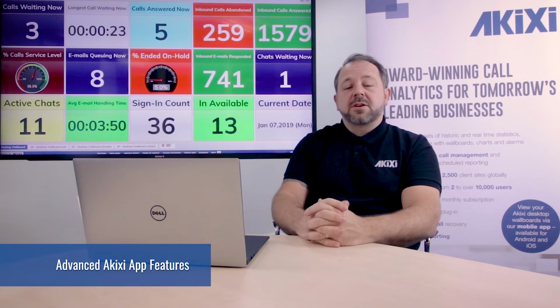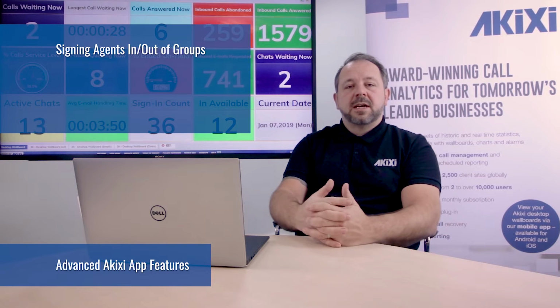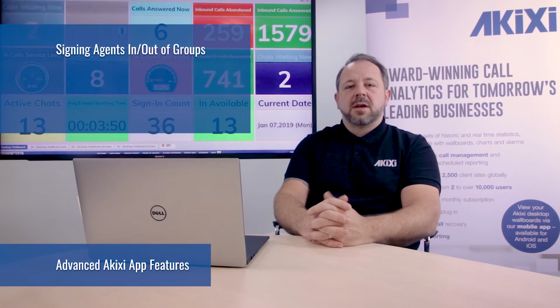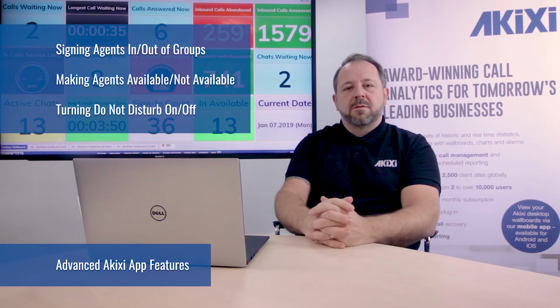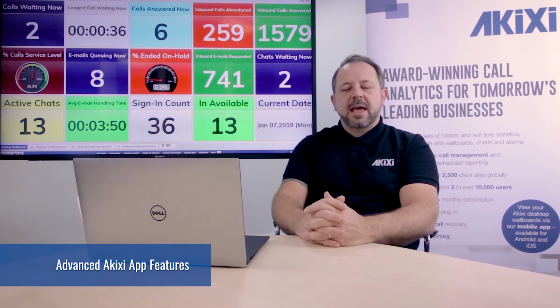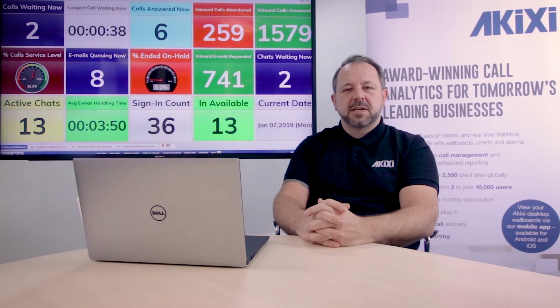This also brings agent control to the app, which will allow supervisors to perform such functions as signing agents in and out of groups, making them available or not available, or turning Do Not Disturb on or off, all from within the app. The app enhancement will be released in early 2019.